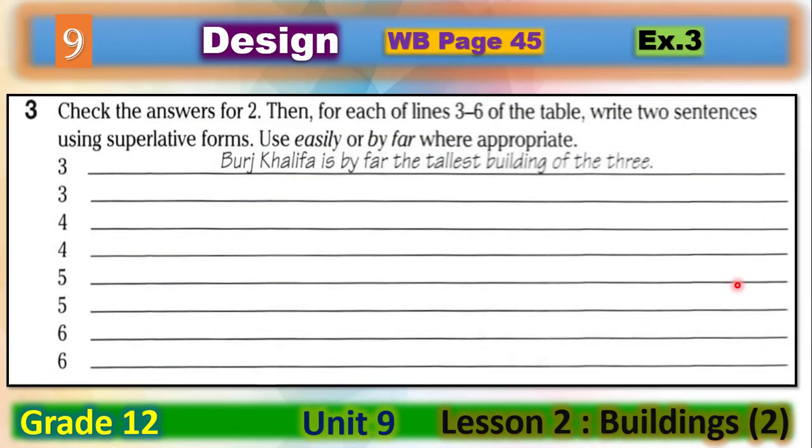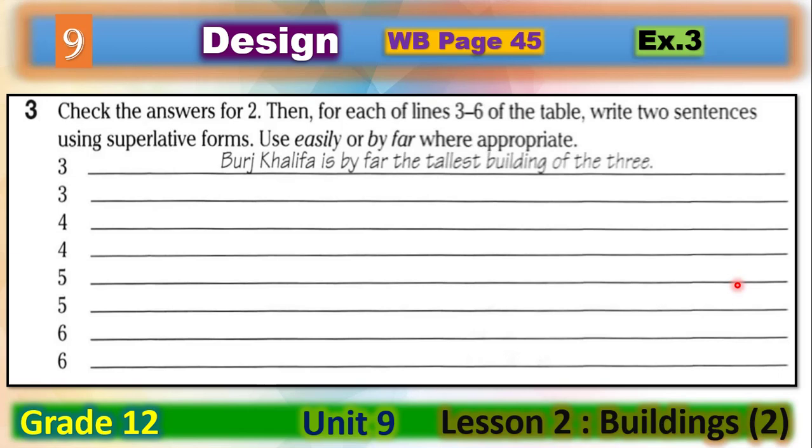Now check the answers for 2. Then for each of lines 3 to 6 here of the table, write 2 sentences using superlative forms using easily or by far where appropriate. Okay, for example, in line 3, Burj Khalifa is by far the tallest building of the 3 buildings. Okay, take your time to write some sentences using superlatives, and in front of the superlative you can use easily or by far. Take your time, you have 5 minutes and you can start now.